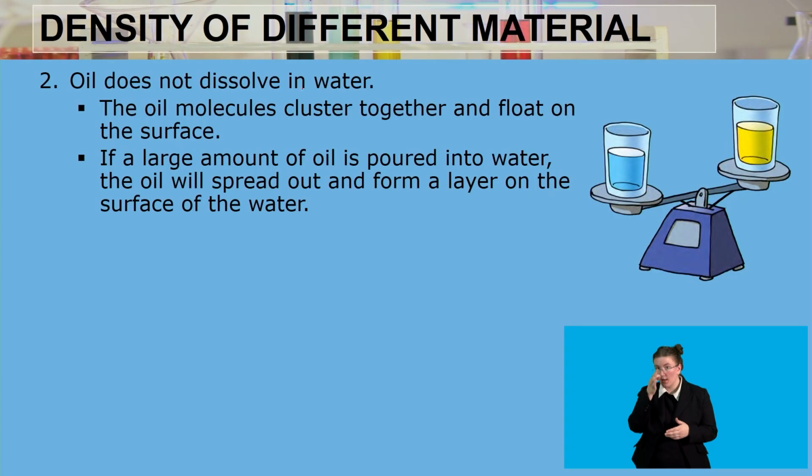Now the second reason why oil floats on water is that oil does not dissolve in water. The oil molecules cluster together and float on the surface. Instead of dissolving in water, they cluster together and float on the surface of the water. If a large amount of oil is poured into water, the oil will spread out and form a layer on the surface of the water.